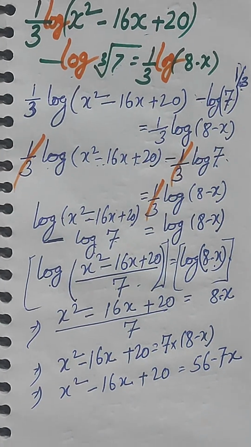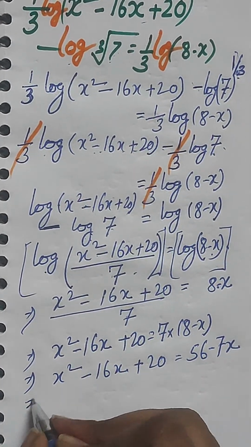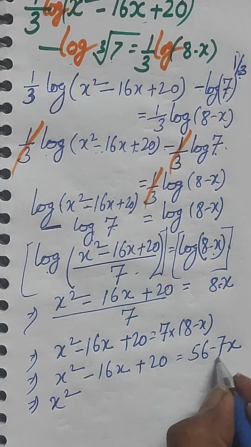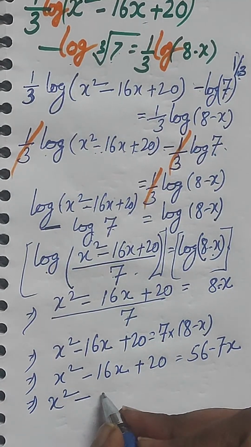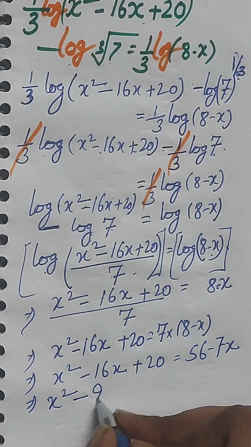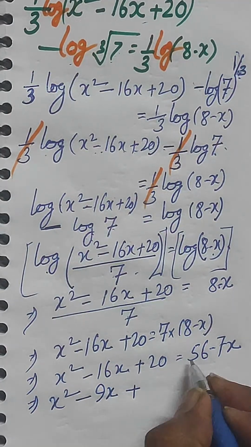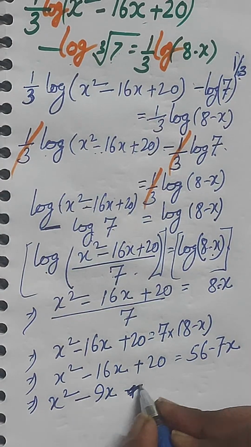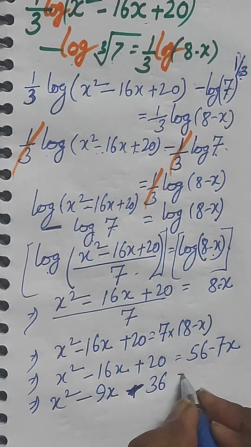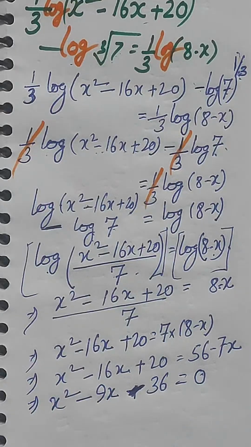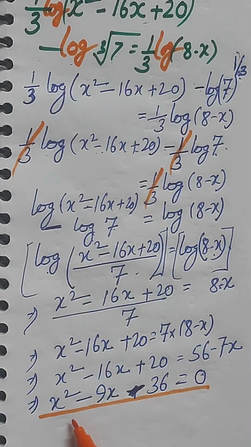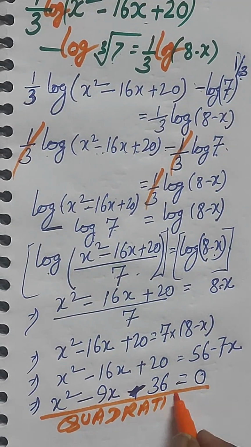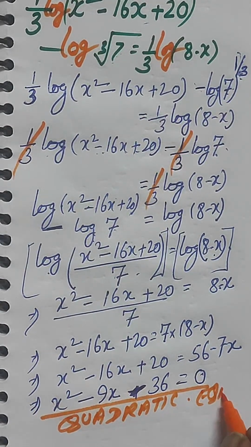Now this can be further simplified by bringing the like terms together. We write x square, and when minus 7x comes to this side, we have minus 16 plus 7, that is minus 9x, plus 20 minus 56, that is minus 36. So it will be minus 36, and this is equal to 0. Here you can see this is a quadratic equation. When you are able to solve it, you get your answer, right?